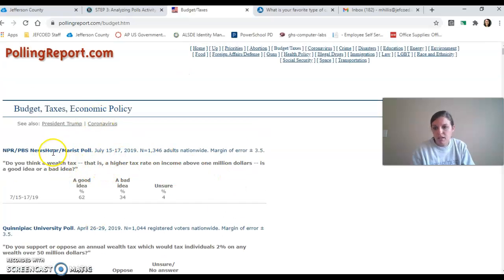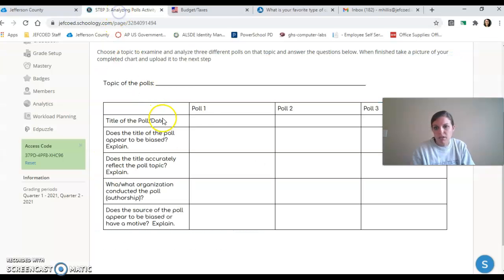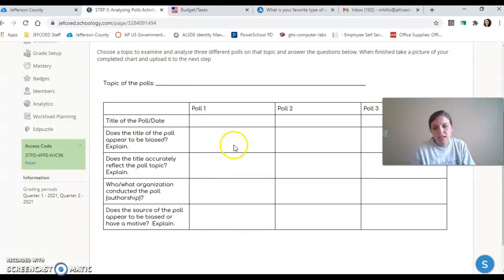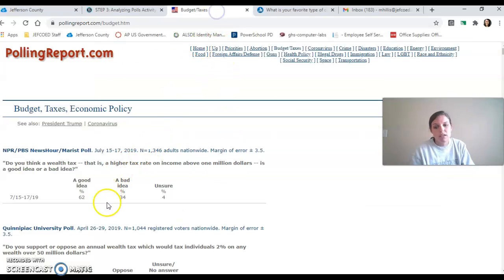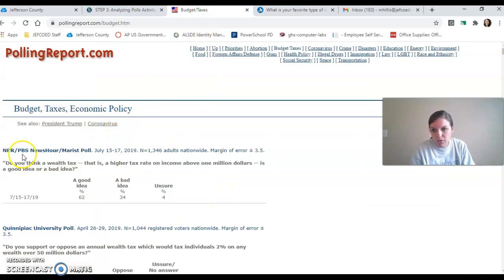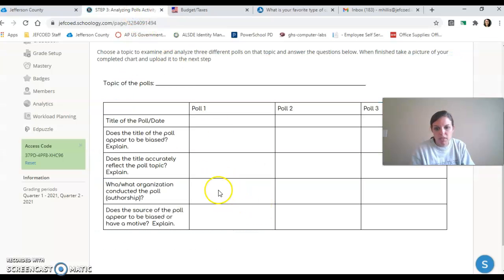So this is one, and so I would write down, this would be the title, and I would put it here. Does the title of the poll appear to be biased? So then you would read it. Do you think that's biased or not? And you would say yes or no, and you need to explain. Does the title accurately reflect the polling topic? So again, you need to analyze what was the question, what was the data, explain your answer, who or what organization conducted the poll. So here it would be NPR or PBS NewsHour. So that's what you would put there.